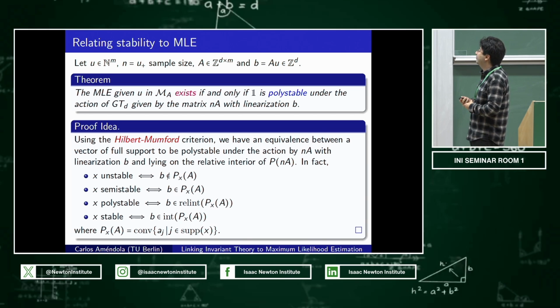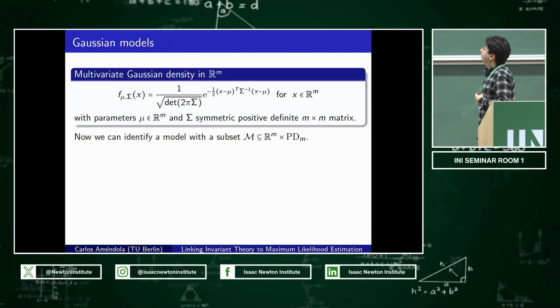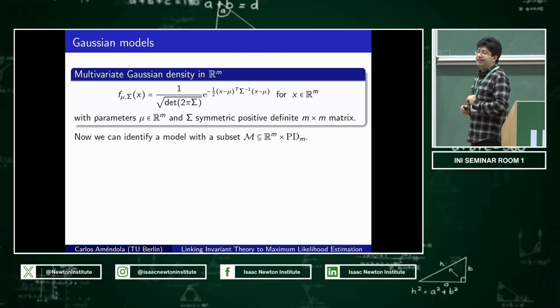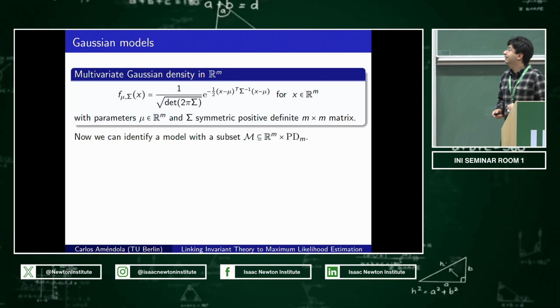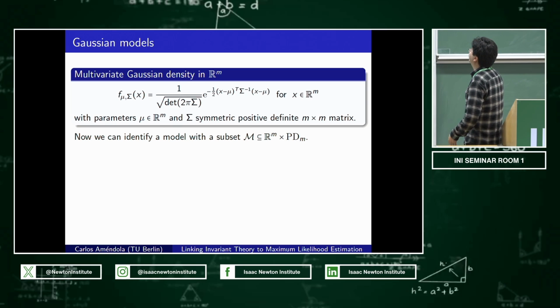We don't observe everything. But I guess the message is that having stability, or at least polystability, will be good for the MLE because then it will exist. Otherwise, being semi-stable will mean that it will not exist. So this is the discrete case, and we already see something happening. I want to move on to the Gaussian case, where more things can happen in these 4 cases.